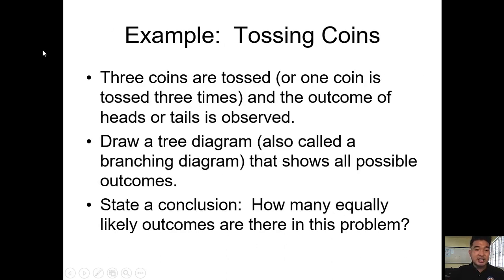Tossing coins. 3 coins are tossed, or 1 coin is tossed 3 times, and the outcome of heads or tails is observed. Ayan, meron tayong 3 coins, tapos tinos natin yon, o kaya naman, isang coin lang, itinos natin siya ng 3 times. Tapos yung outcome of heads and tails, inobserbahan, sinulat. Okay. Our task is to draw a tree diagram, also called a branching diagram. Ito na yung first step, that shows all possible outcomes. And then state a conclusion, how many equally likely outcomes are there in this problem.